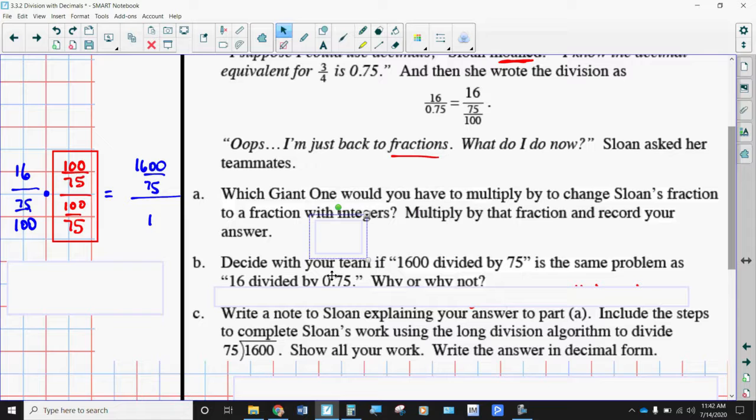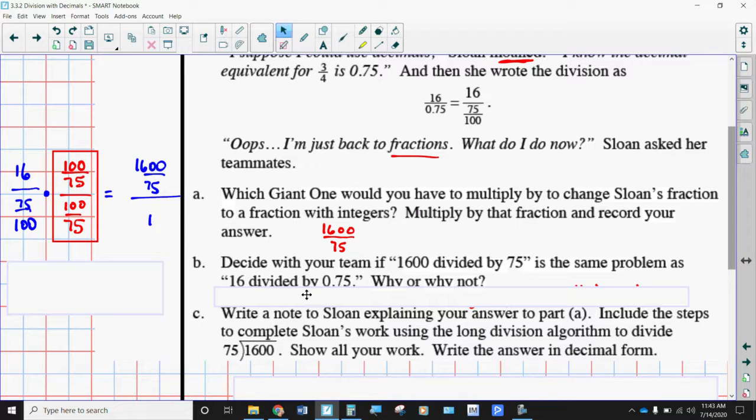So what eventually happens is you end up with this as your new fraction. So 16 over 75 hundredths ends up being 1,600 over 75. Now, decide with your team or on your own if this is the same problem as that. Is 1,600 divided by 75 equivalent to 16 divided by 75 hundredths?